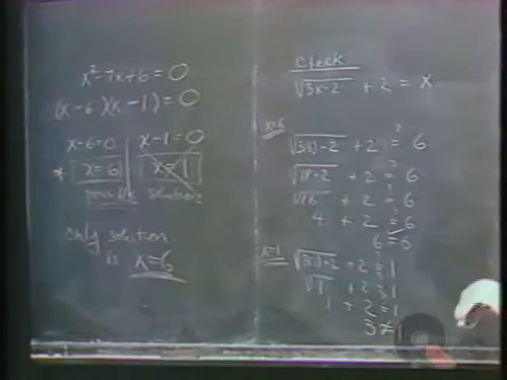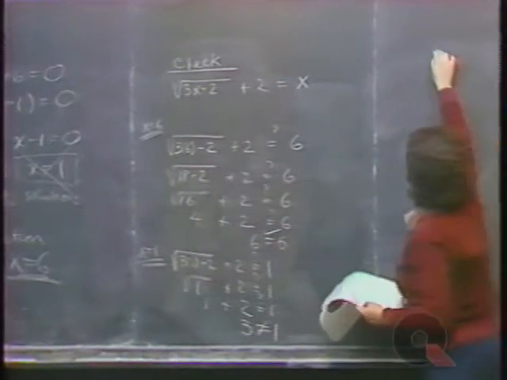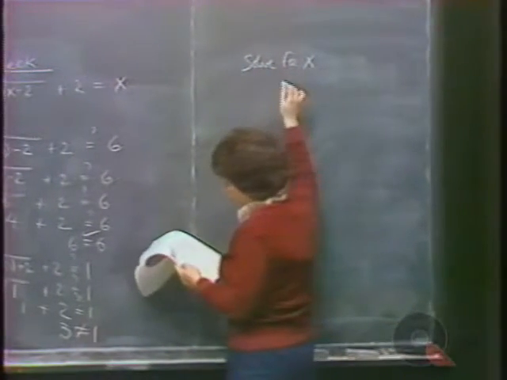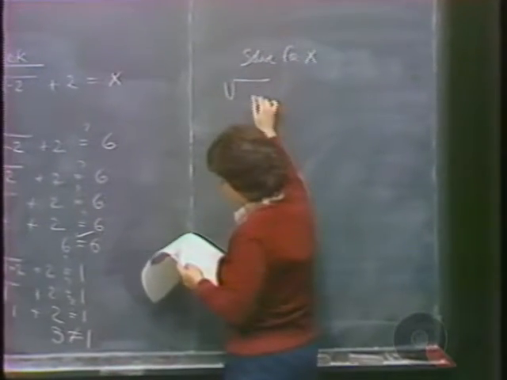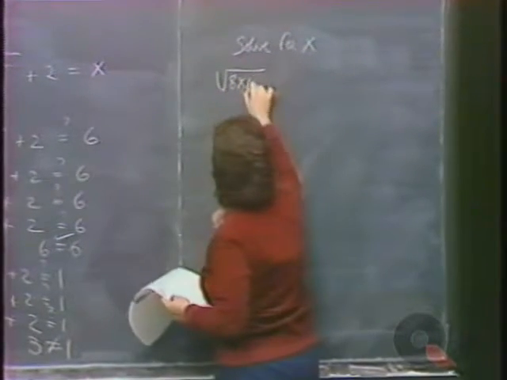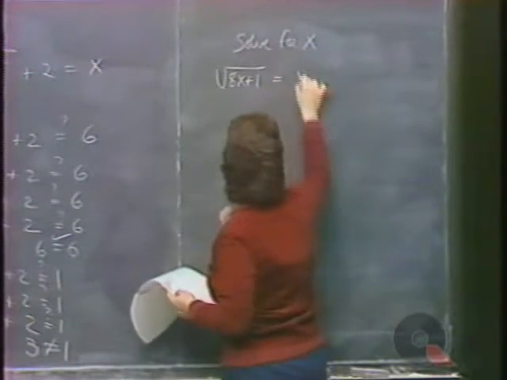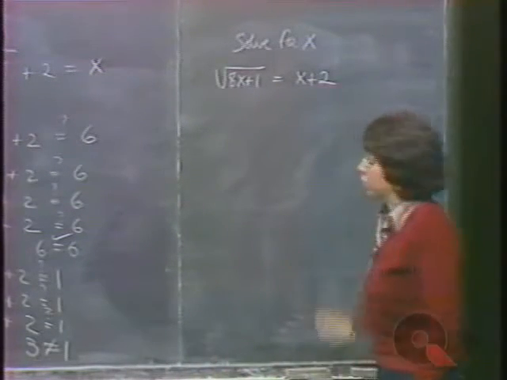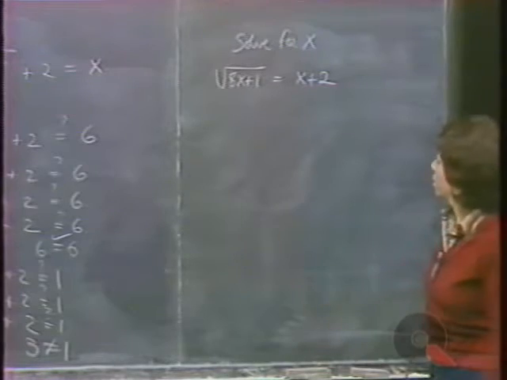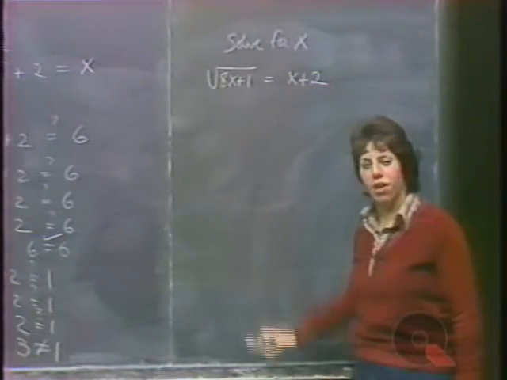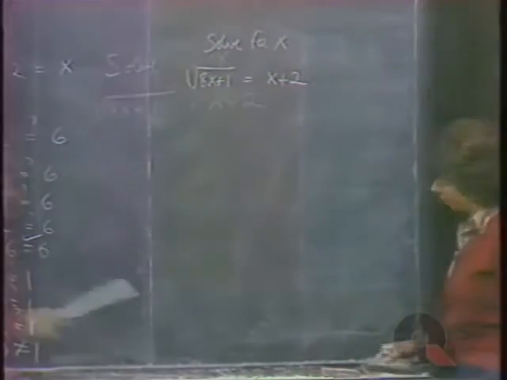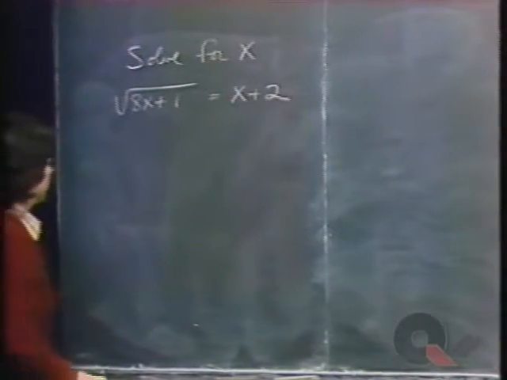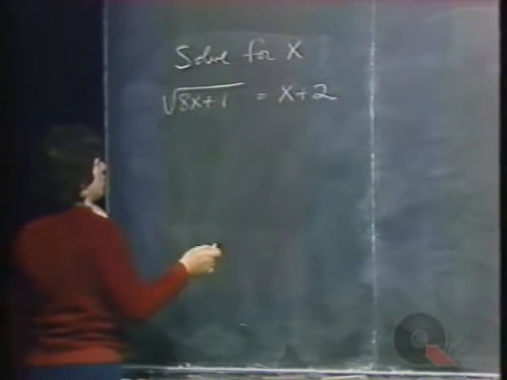Okay, let's try another example. Solve for x. The square root of 8x plus 1 equals x plus 2. If you would like to try this problem on your own, you can shut off the videotape machine and turn it back on when you've finished. We have the square root of 8x plus 1 equals x plus 2. We start by squaring both sides of the equation.